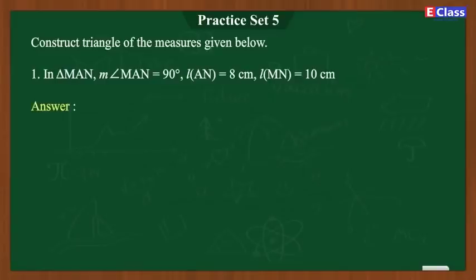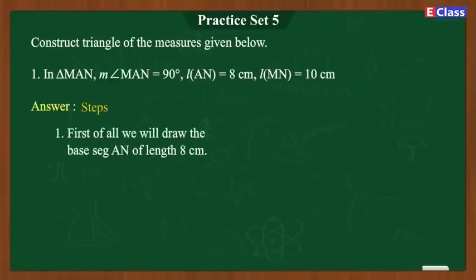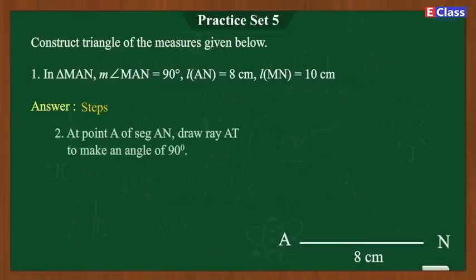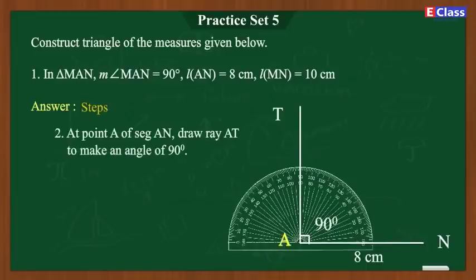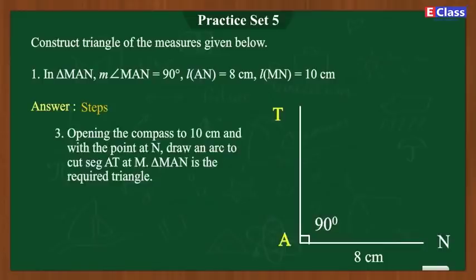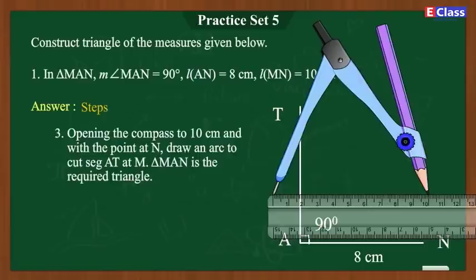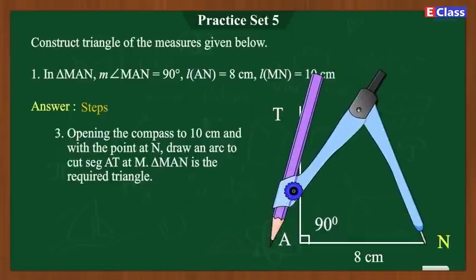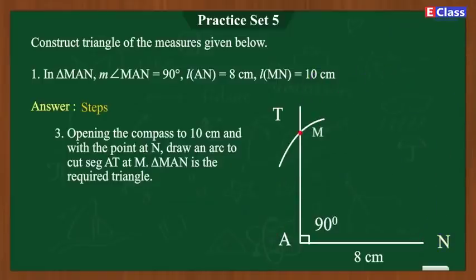Answer. Steps: 1. First of all, we will draw the base segment AN of length 8 centimeters. 2. At point A of segment AN, draw ray AT to make an angle of 90 degrees. 3. Opening the compass to 10 centimeters and with the point at N, draw an arc to cut segment AT at M. Triangle MAN is the required triangle.